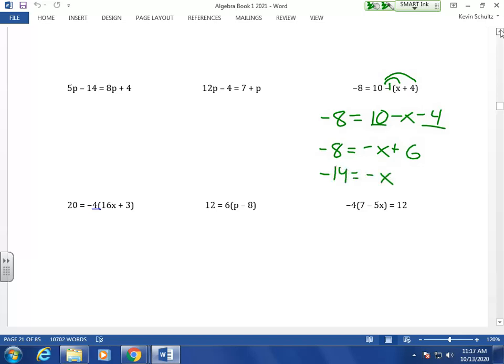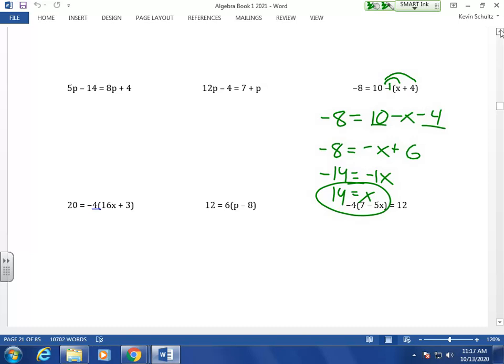But we're not done yet, because what is the coefficient of x? It's that sneaky -1. So our last step would be to divide by -1, which really just changes the sign. And so x equals 14 should be your final answer. Okay.